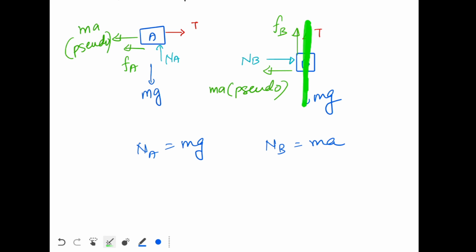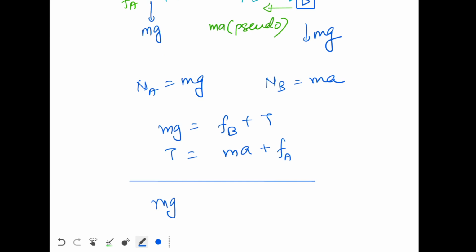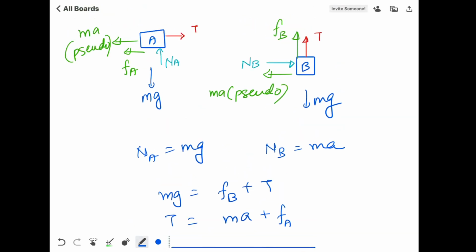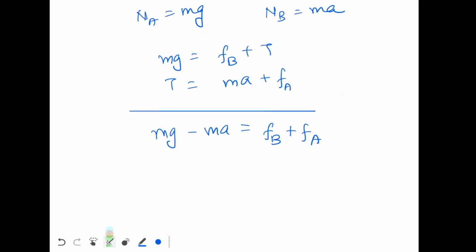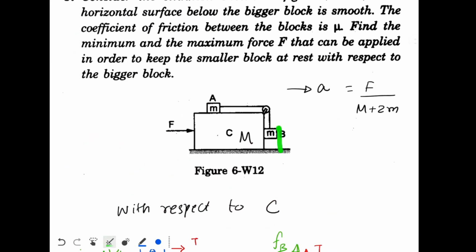Now along this direction we have mg is equal to FB plus T. For this block, T is equal to ma plus FA. When you add these two equations, what do you get? mg minus ma will be equal to FB plus FA. Now the blocks are not sliding, correct?